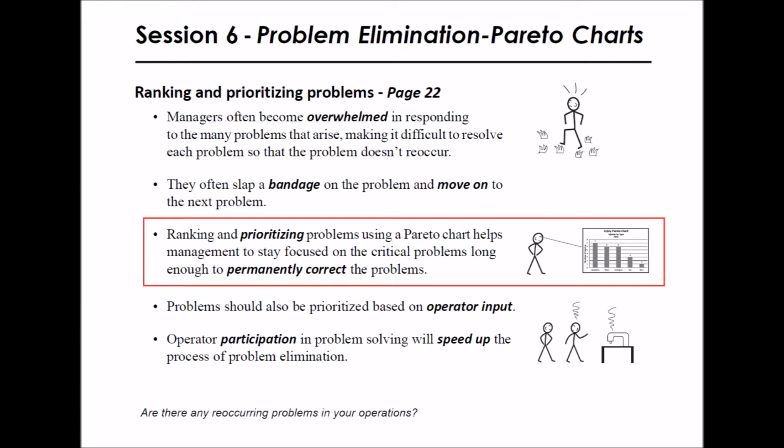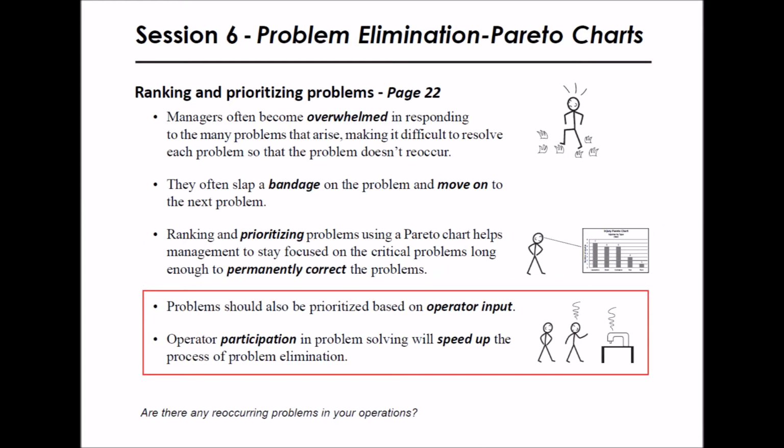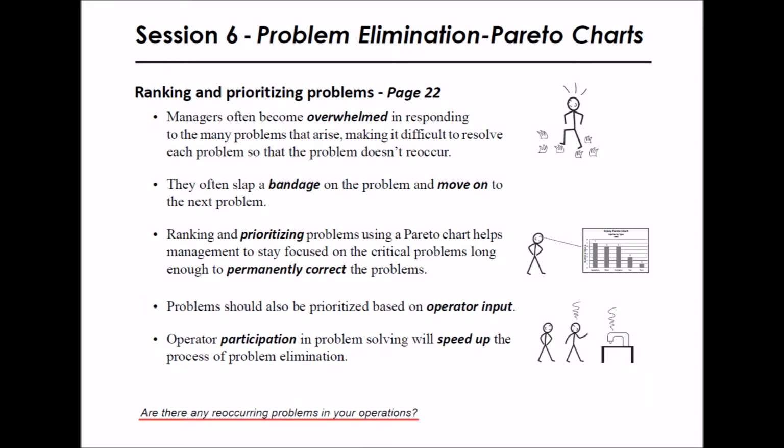Ranking and prioritizing problems using a Pareto chart helps management to stay focused on the critical problems long enough to permanently correct the problems. Problems should also be prioritized based on operator input. One reason management takes so long to remove problems is because the operators do not fully participate in the problem resolution process. Operator participation in problem solving will greatly speed up the process of problem elimination. Are there any reoccurring problems in your operations?